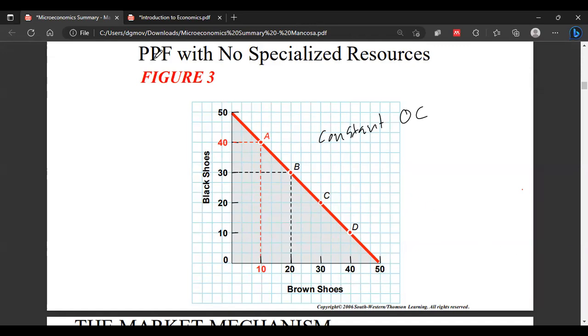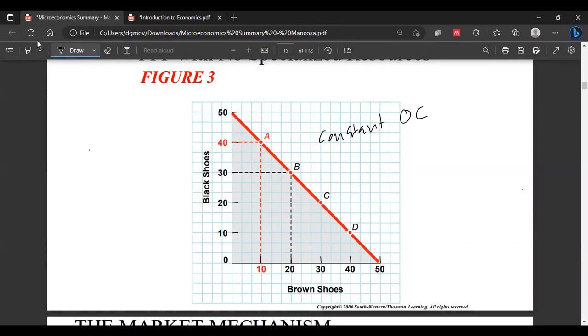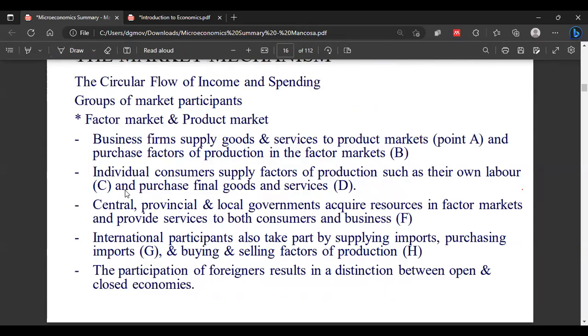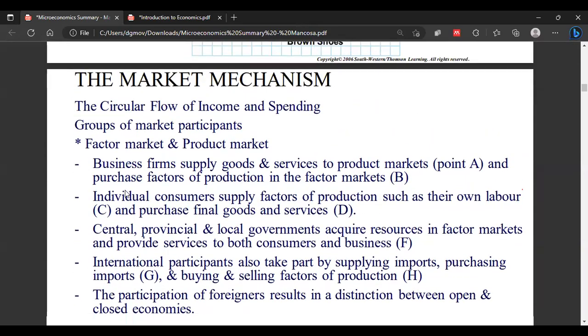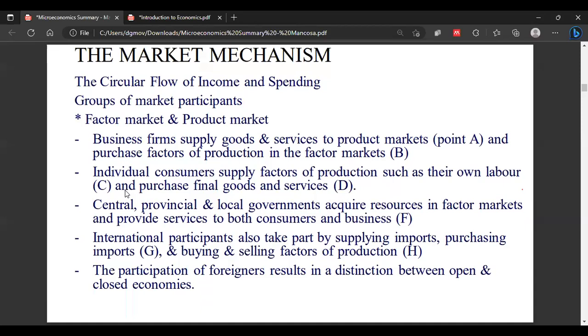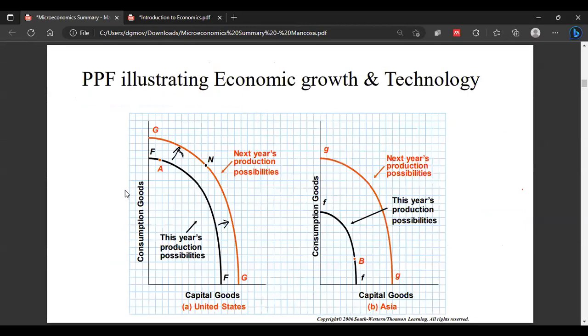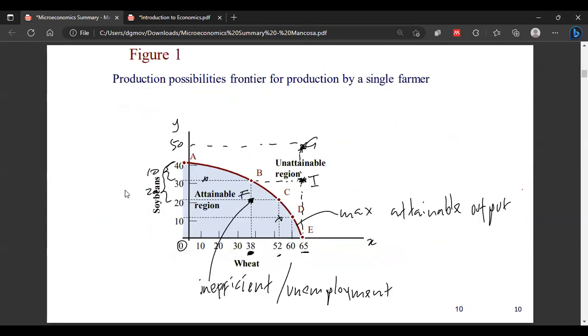I missed one thing. In the next session, unit three talks about the market mechanism, the circular flow of income and spending. I only missed one thing, so let's go back here.